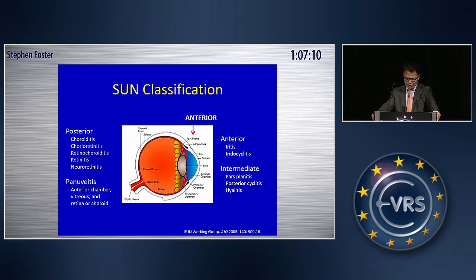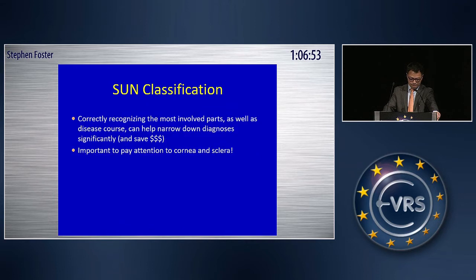So the SUN classification, now you talk about anterior, intermediate, posterior, and if you can subcategorize it into different locations. And why is this so important? Because just by knowing the location of where the most prominent inflammation is, it really helps you narrow down the diagnosis significantly. Now, it also helps you save a lot of money in terms of testing.